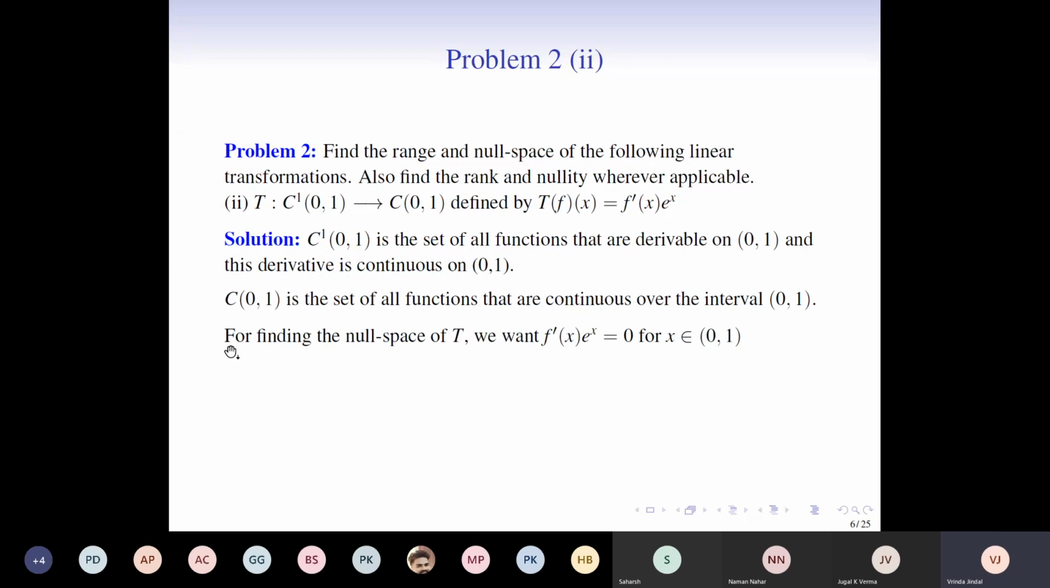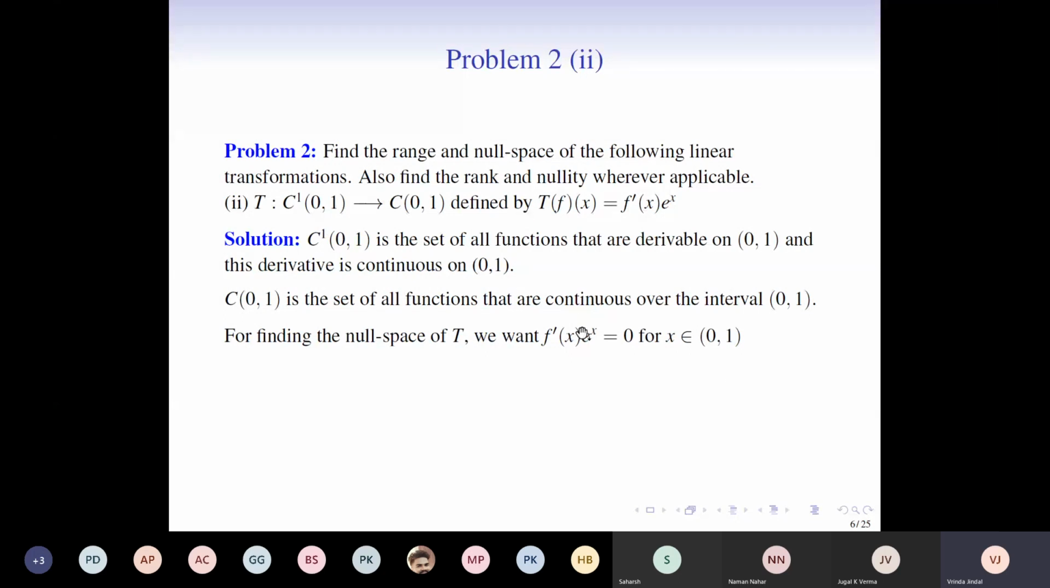So first we need to find the null space of T. The null space of T means that we need to find the set of all such inputs such that T of that input will give us 0. So say that f represents any element in the null space. Generalizing over f, we want T of f to be equal to 0. And what is T of f? T of f is basically f dash x e power x. And we want this value to be 0 in order to find the null space of T. The condition given is that x should belong to 0, 1 because that is the interval over which we are working right now.